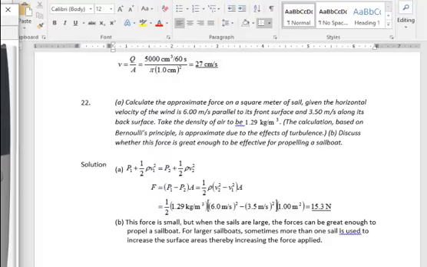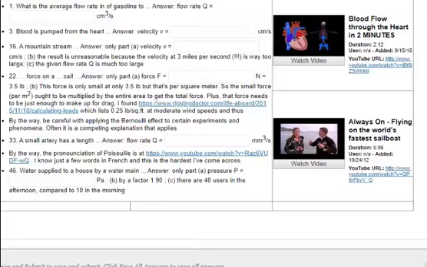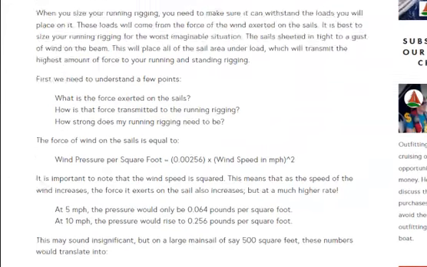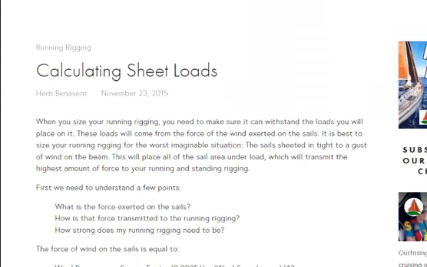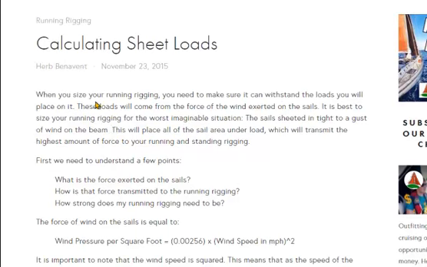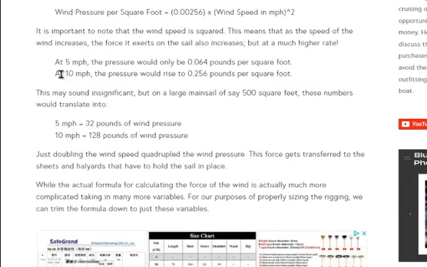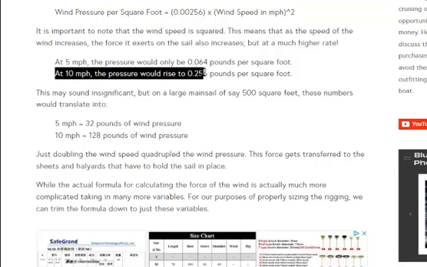And as they say here, this force seems to be small, but sails are large, so you could actually get enough force for a larger sailboat. And I confirmed this number. Keep in mind, I just said a moment ago, I converted to 3.5 pounds per square meter. So I found this website on calculating sheet loads, and this is about sailboats. At moderate speeds, 10 miles per hour wind speed, the pressure would rise to 0.256 pounds per square foot.